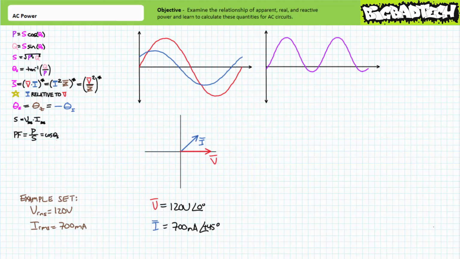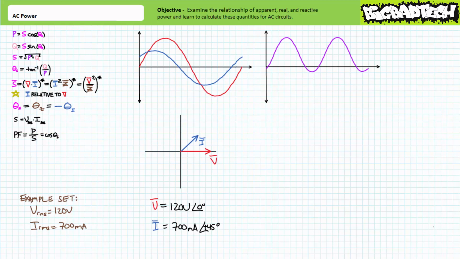The phasor representation of voltage would be 120 volts, and the phasor representation of current would be 700 milliamperes at an angle of 45 degrees. Voltage and current are in almost every aspect exactly the same as in our previous example problems, only this time current leads voltage by 45 degrees.